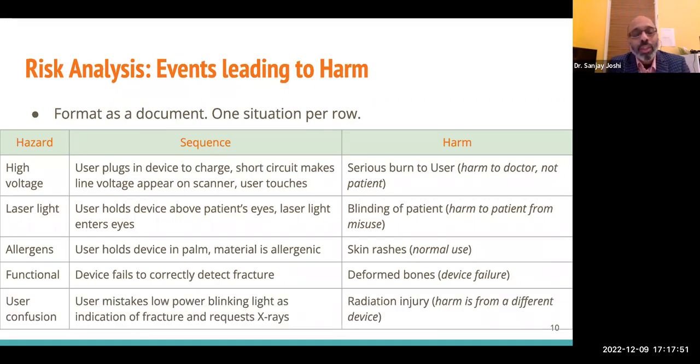And finally, user confusion. Somebody completely mistakes the low power light as a fracture and says, no, you have to go get x-rays. And this time the harm is radiation energy. Somebody goes through too many x-rays, and it actually comes from a different device. So keep in mind the harm that could happen need not come from your device. That's where you have to analyze the entire situation.